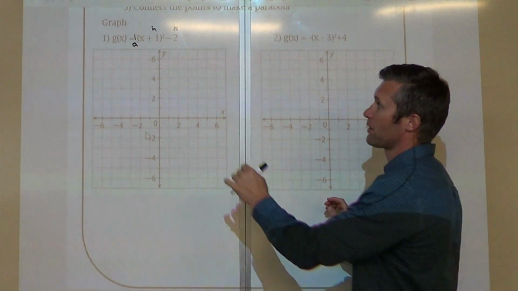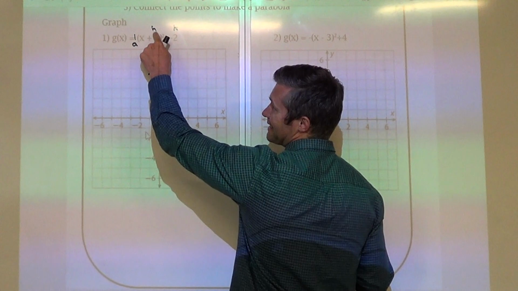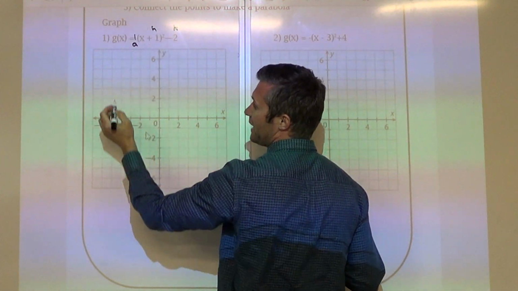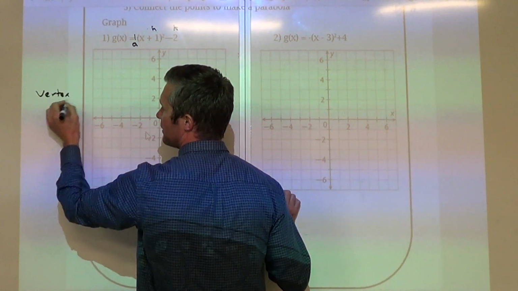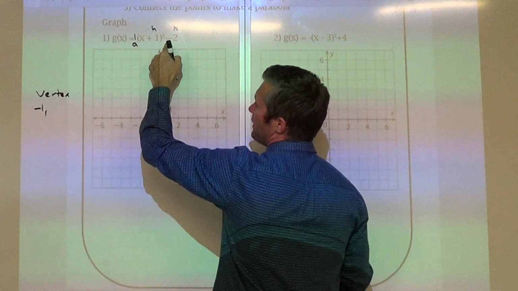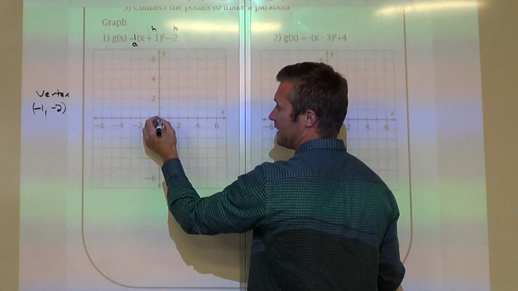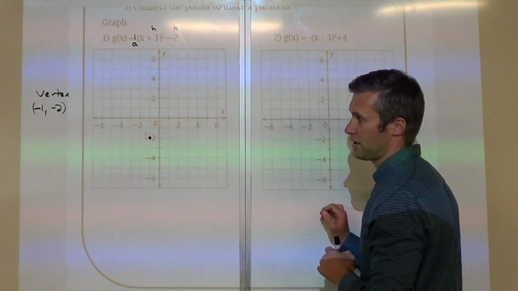So when we graph the vertex, we want to identify our h and k. The only thing that we notice is h is opposite the sign. So it's plus 1, so really this is a negative 1. So my vertex is negative 1, and my k value is negative 2. So I graph that point, negative 1, negative 2. That's my vertex right there.